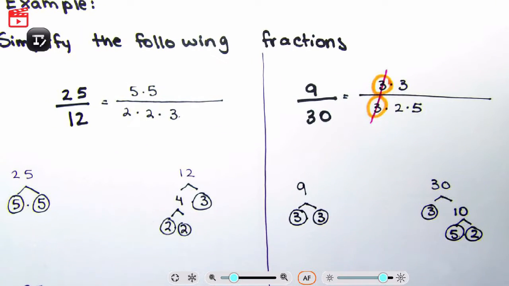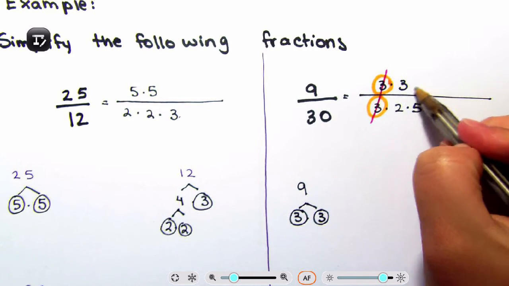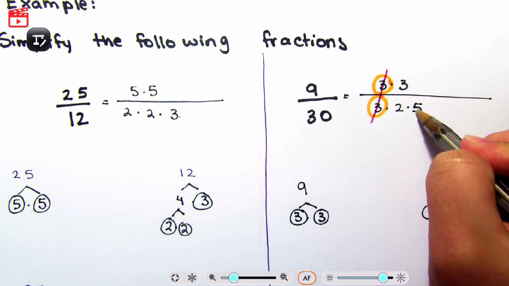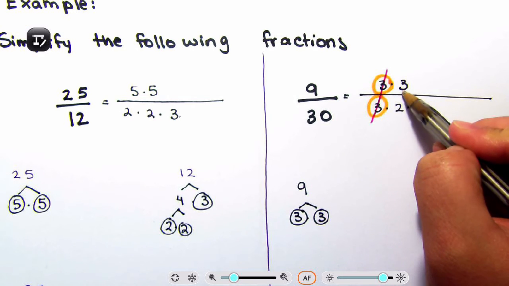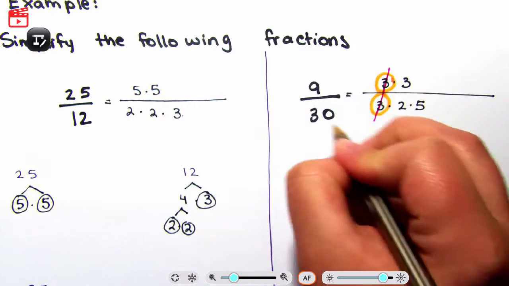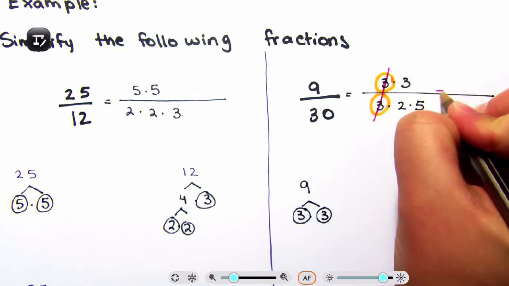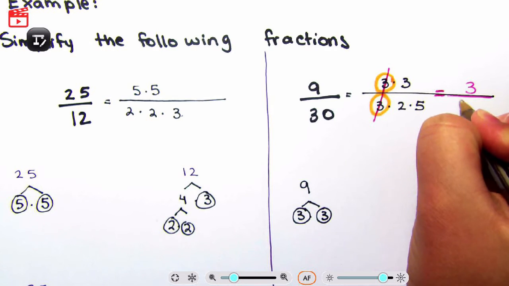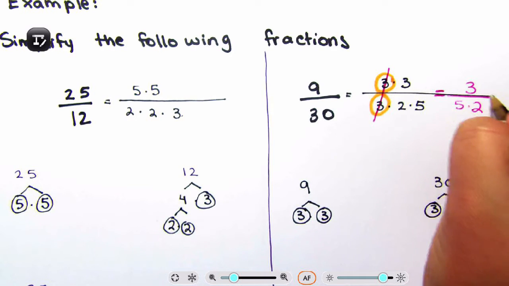Let's see if anything else cancels. Maybe we can get lucky and everything cancels. 3 up top. Do I have a 3 on the bottom? No. I have a 2 on the bottom. Do I have a 2 on top? No. I have a 5 on the bottom. Do I have a 5 on top? No. So what do I have? I'm going to put an equal sign here. I have 3 on top, and I have 5 times 2 or 2 times 5 on the bottom.